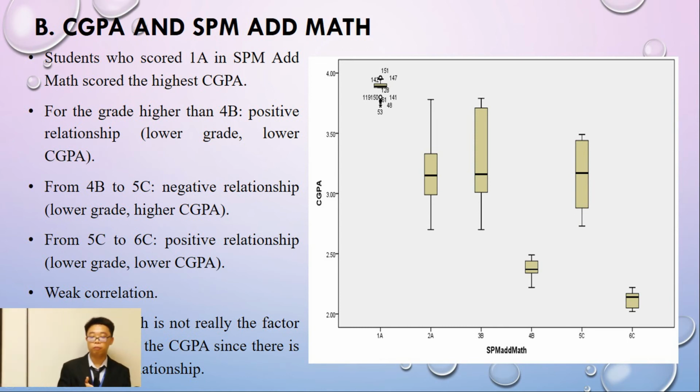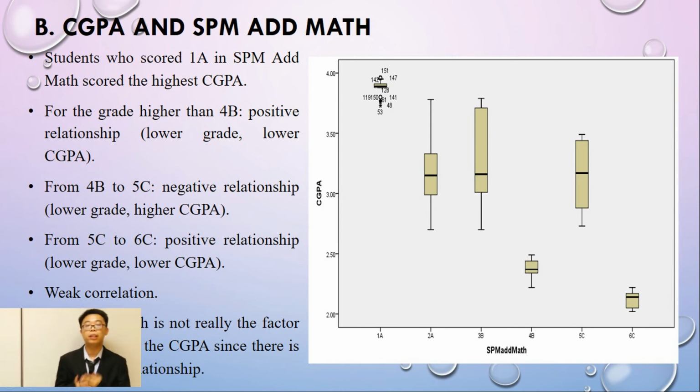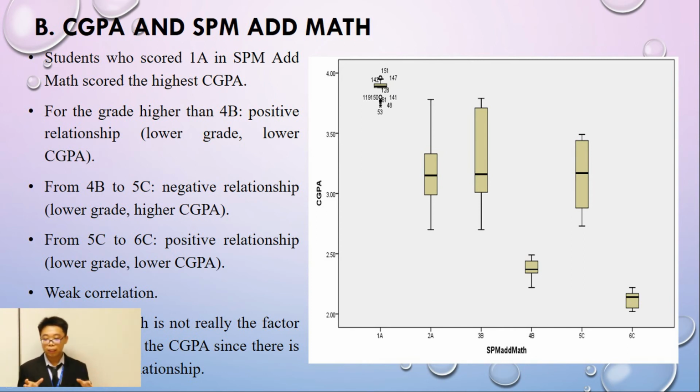However, for 4B to 5C, a negative relationship exists between CGPA and also SPM Add Math, meaning that when they score a lower grade in SPM Add Math, they obtain a higher CGPA. And from 5C to 6C, a positive relationship again occurs between the two variables, where when they obtain a lower grade in SPM Add Math, they obtain a lower CGPA. So here we can further conclude that there exists a weak correlation between CGPA and SPM Add Math, since SPM Add Math is not really the factor that influences the CGPA. As we can see, it's the same as the CGPA and SPM Math, there exists an inconsistent relationship. So next, we shall proceed to CGPA and SPM English.